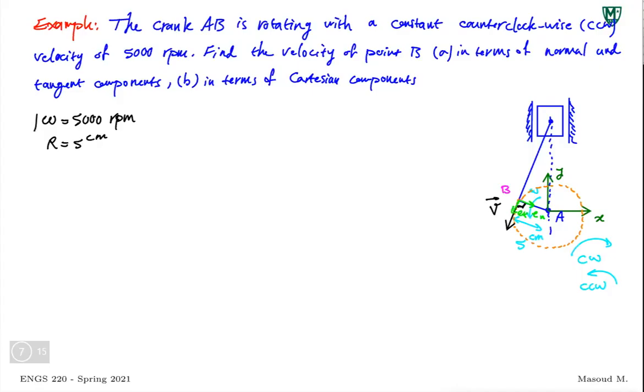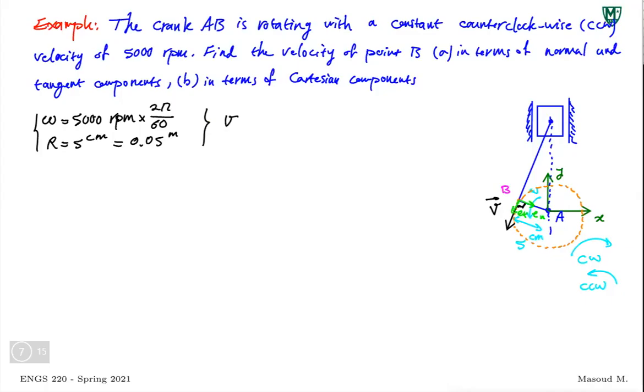Now we know V, we know omega and r, so it's pretty straightforward. The only thing that we have to do is make sure that everything is in the same system of units. So 5 centimeters would be 0.05 meters. We have to convert that RPM. We know from before, to convert from RPM to radian per second, you just have to multiply that by 2 pi over 60, to convert minute to second and revolution to radian.